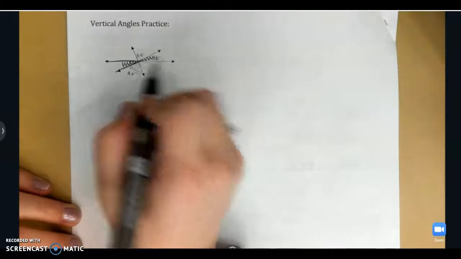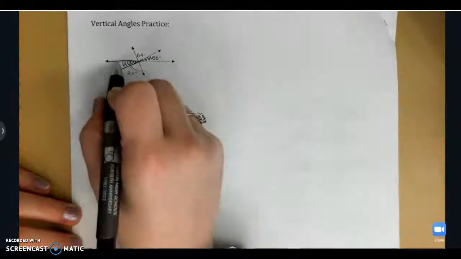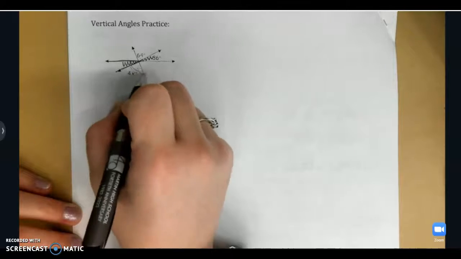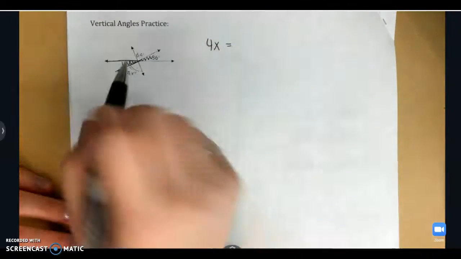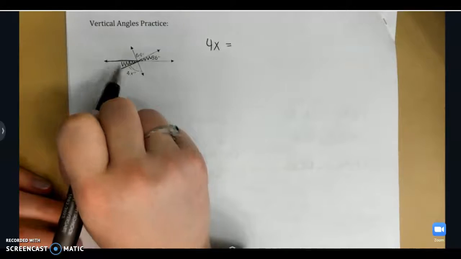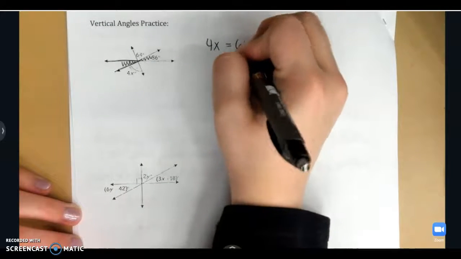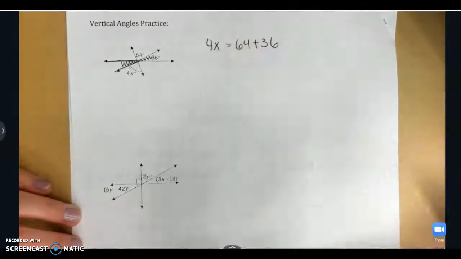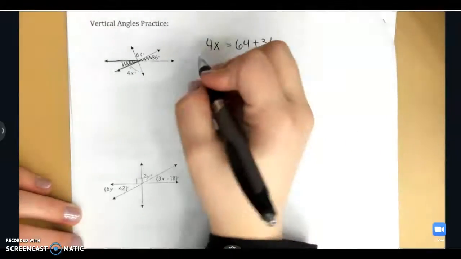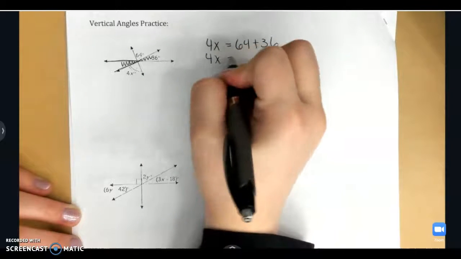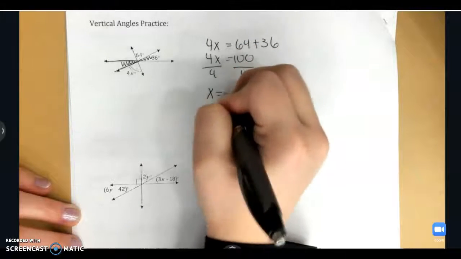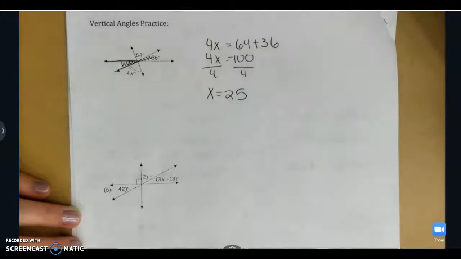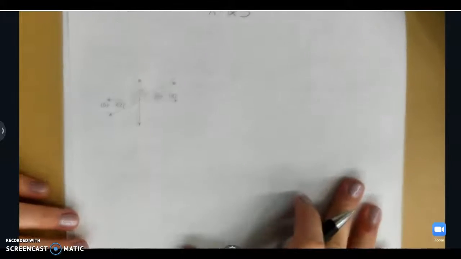So this angle is 64 degrees, which tells me that this wide angle 4x is going to be equal to 64 plus 36. I apologize about that bell. So 4x equals 100, and I get that x is 25. On to the next one.